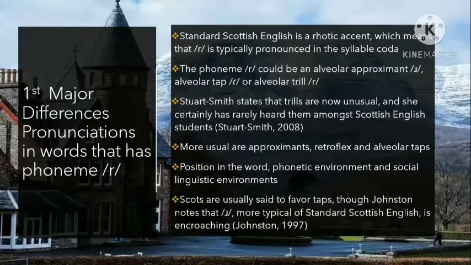The phoneme R could be an alveolar approximant, alveolar tap R, or alveolar trill R. Stuart Smith states that trills are not unusual, though she has rarely heard them amongst Scottish English students. More usual are approximants, retroflex, and alveolar taps, which vary according to position in the word, phonetic environment and sociolinguistic environments. Scots are usually said to favor taps, though Johnston notes that the approximant, more typical of standard Scottish English, is encroaching.